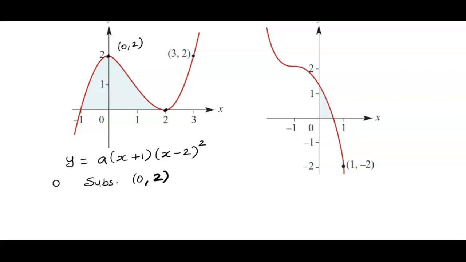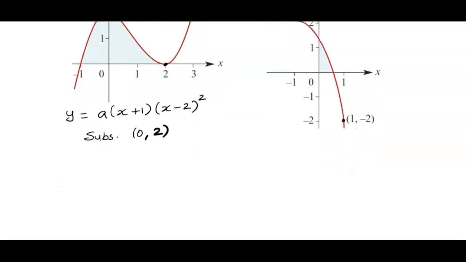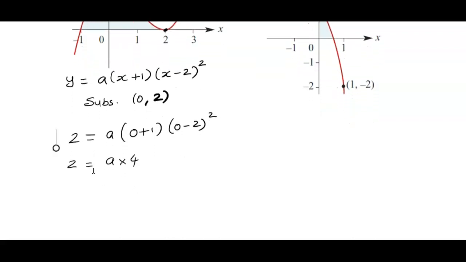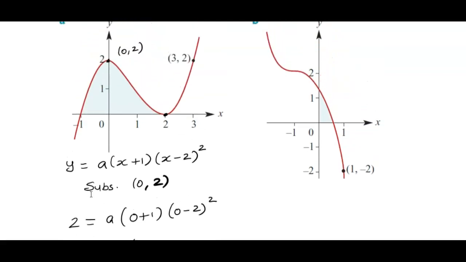So I'm going to substitute the y-axis intercept into the rule. So 2 equals a times 0 plus 1, 0 minus 2 to the power of 2. So 2 equals a times 4. If I divide both sides by 4, I'm going to get a equals 2 on 4, which is the same as writing 1/2.